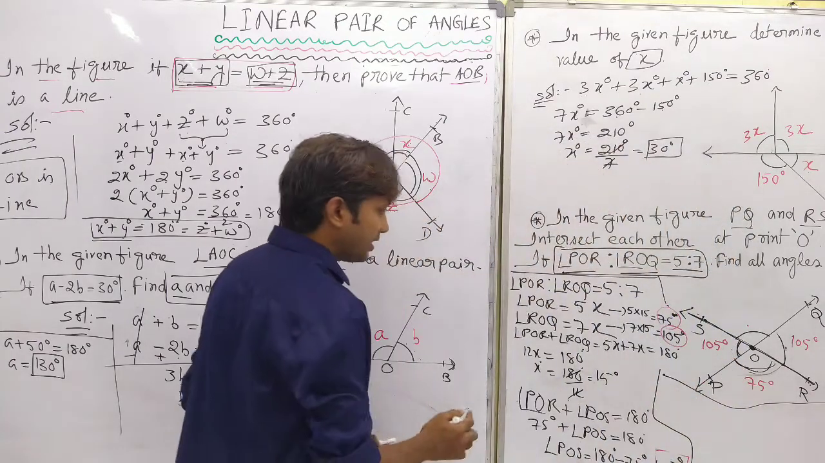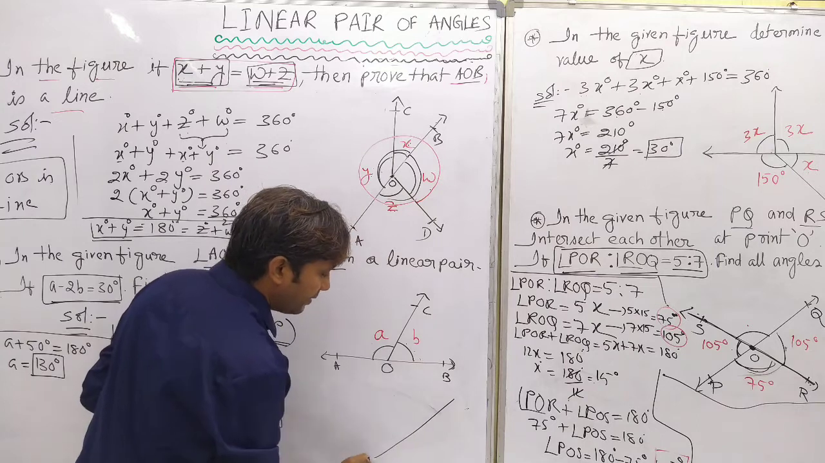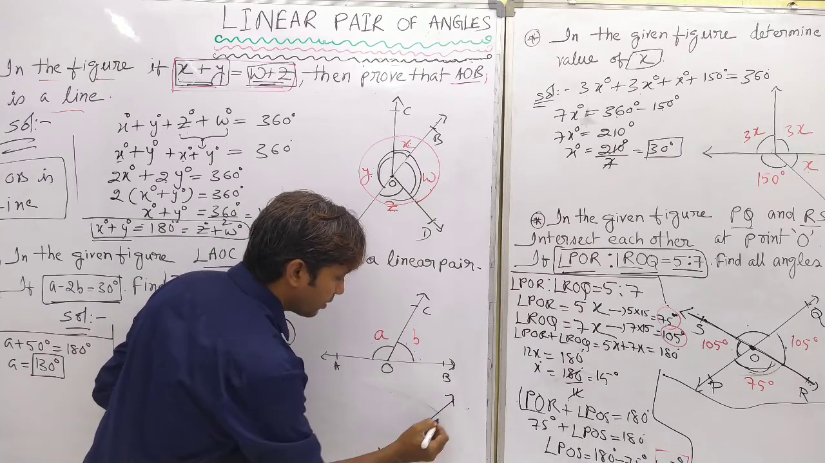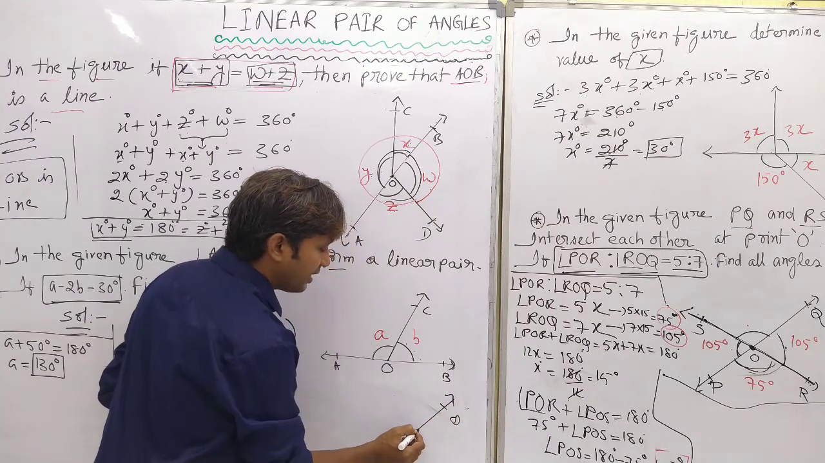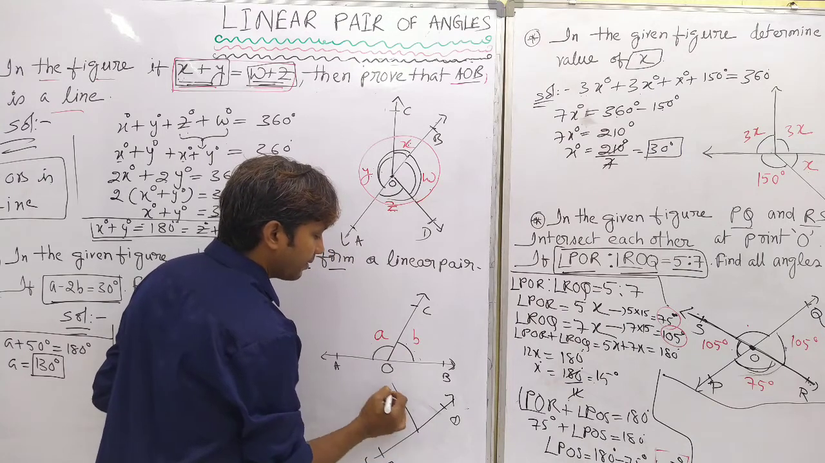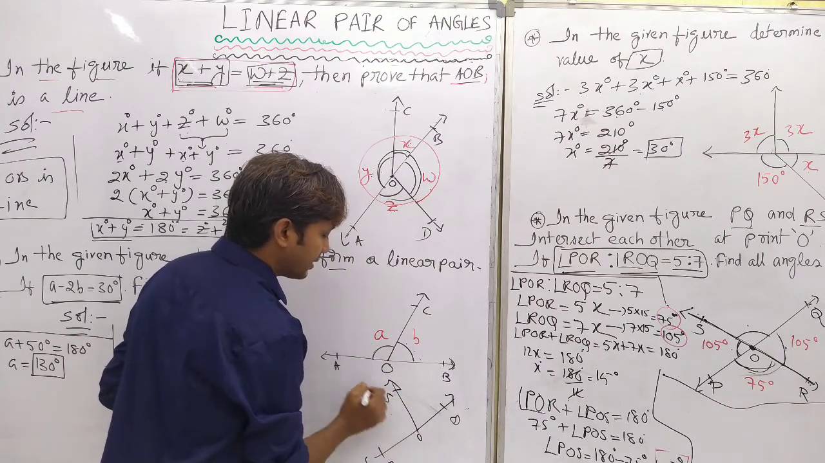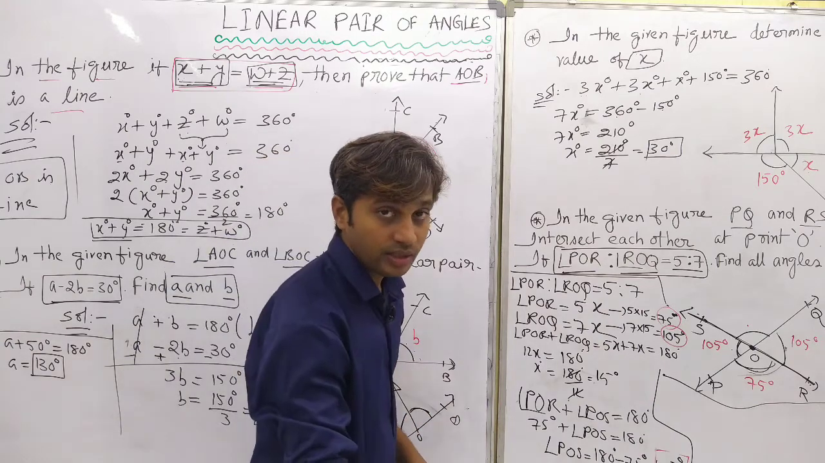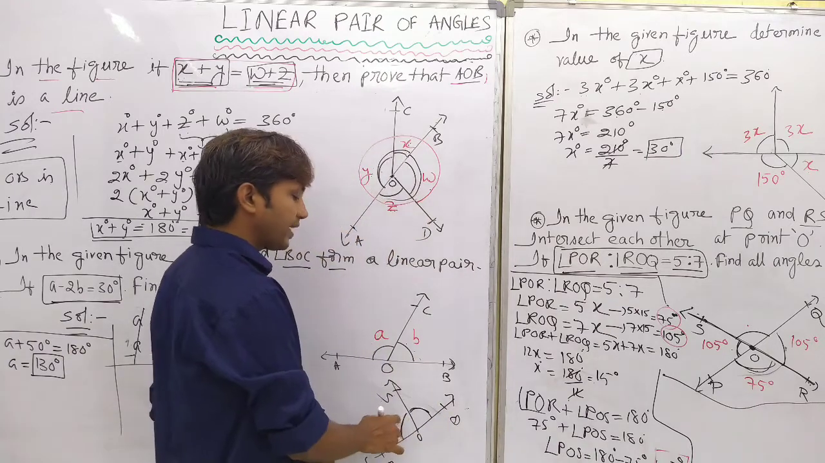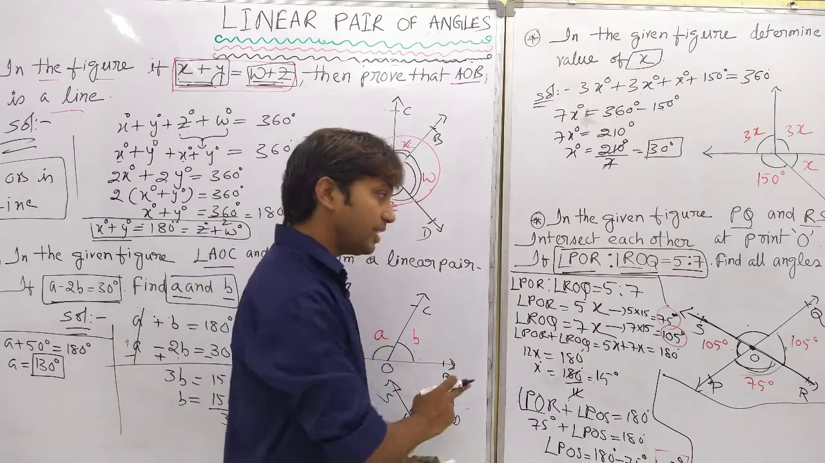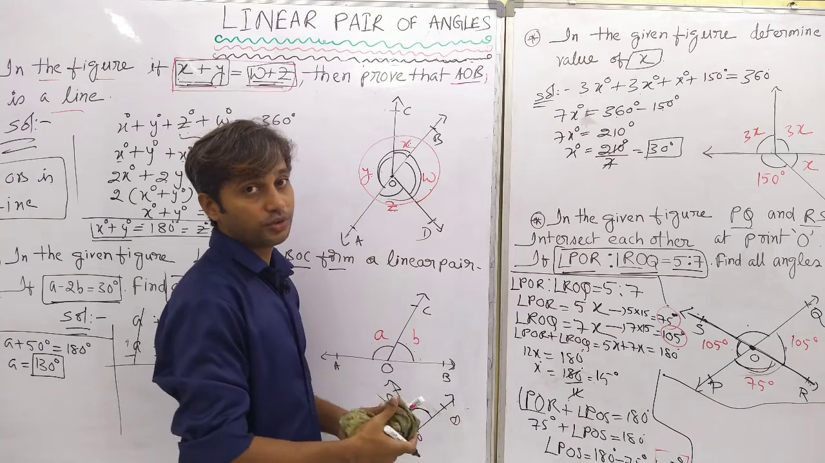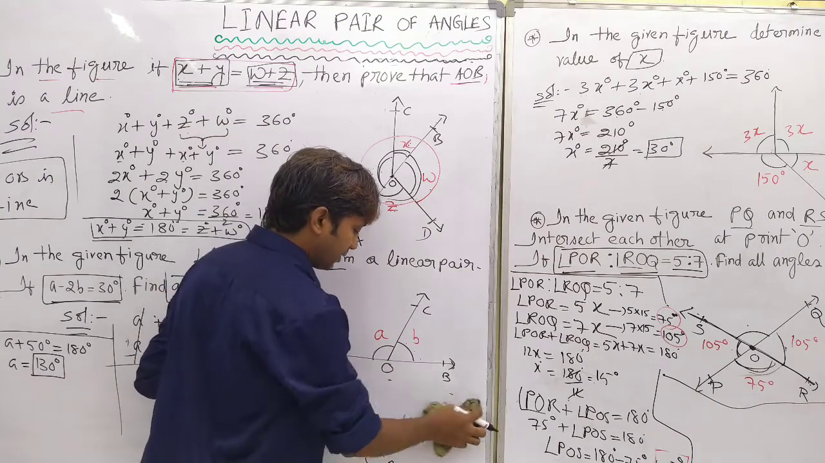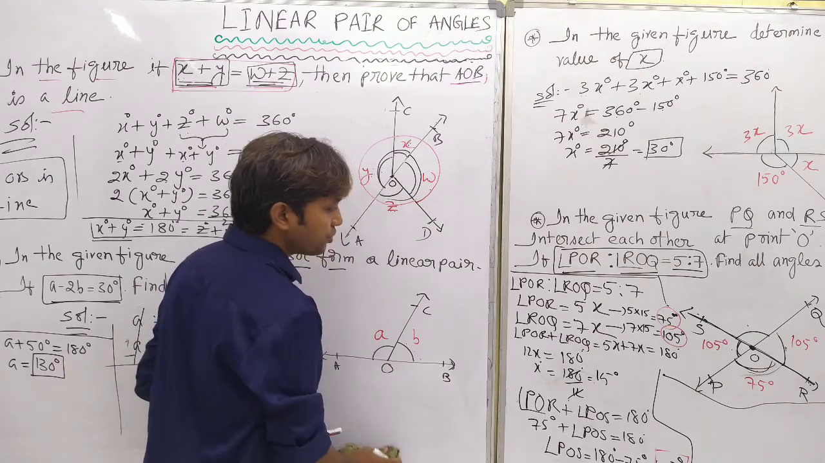Now again, if I am considering PQ again a line, PQ. Now consider this part of ray. This is OS. Now tell me if it is a straight line and these two angles also represent a linear pair or not. So this pair of angles is also a linear pair, which means the sum of these two should also be 180 degrees. So make it fast. Let us do it.